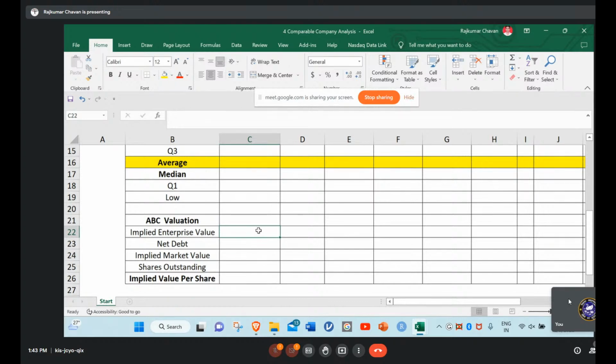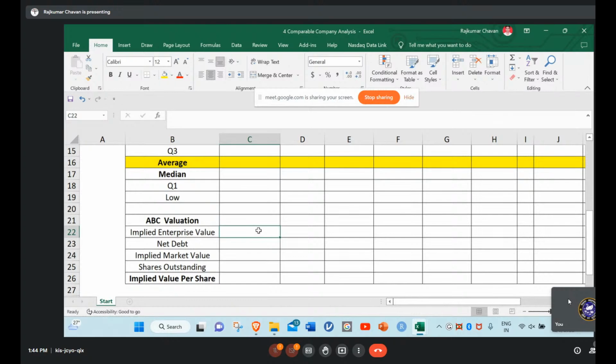Now tell me, how to calculate market value then? EV minus debt. Now tell me, enterprise value is nothing but what? Equity value, which is nothing but the market value of equity, plus what? The debt value of the company. You will get the total value.